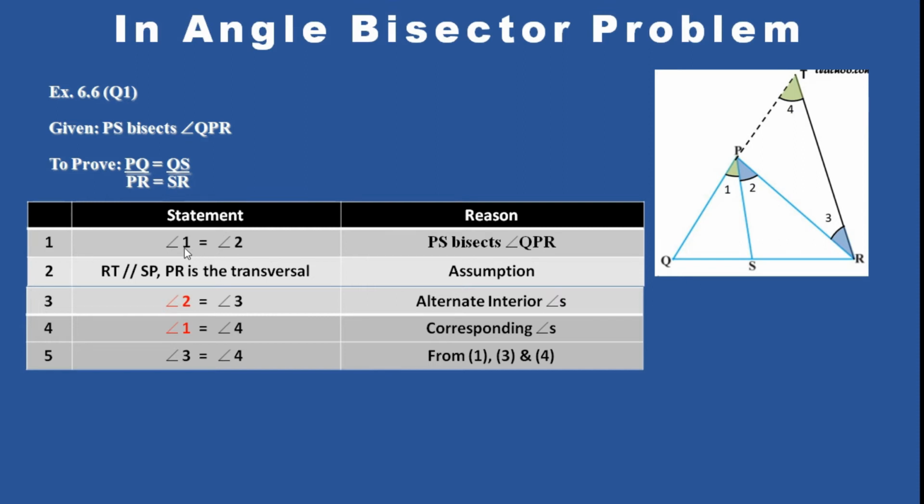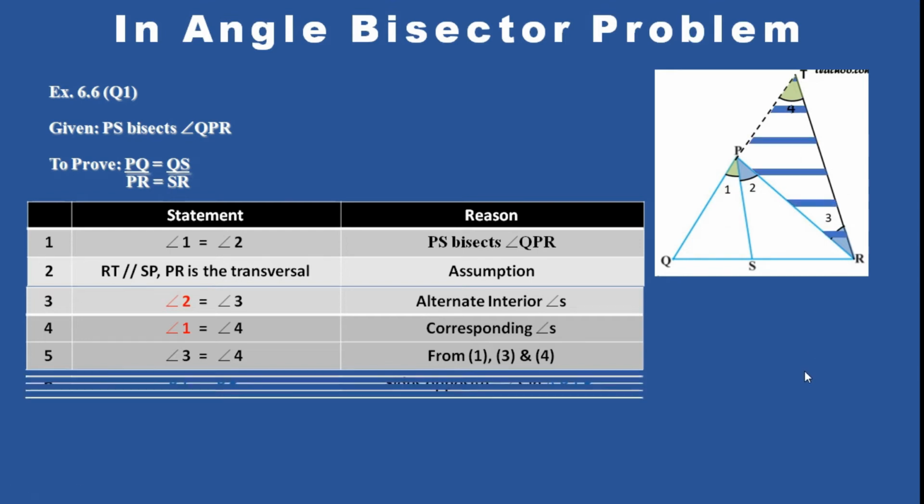Now, let's look at these equations. Angle 1 is equal to angle 2. But angle 1 is also equal to angle 4. And angle 2 is equal to angle 3. So, from statements 1, 3 and 4, we have angle 3 is equal to angle 4. So, these two angles become equal.